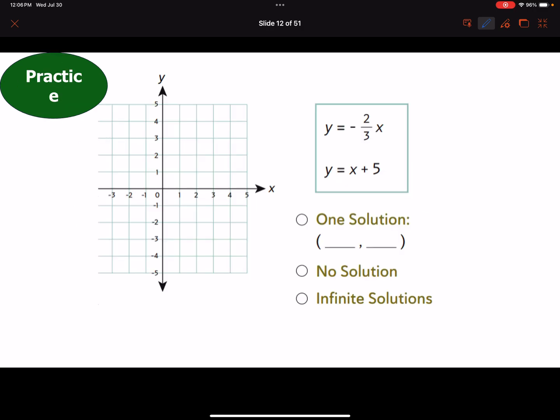Okay. Next one. Try this one. Take a pause. Don't immediately watch what I do. Try it on your own and see if you can graph it. Okay, if you paused and you did it, I hope you did. If not, here's the answer.